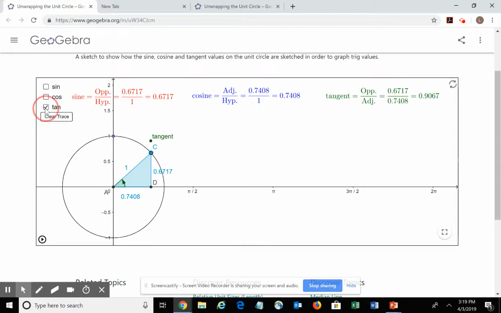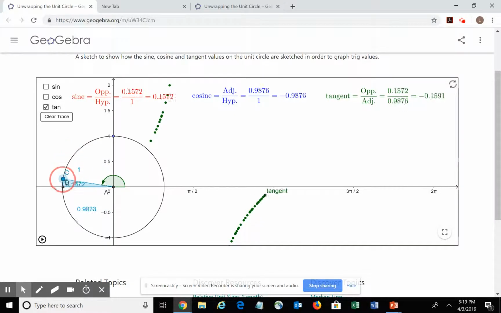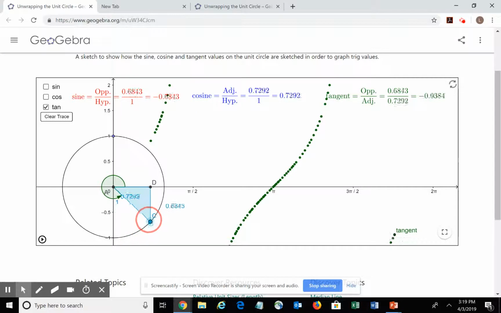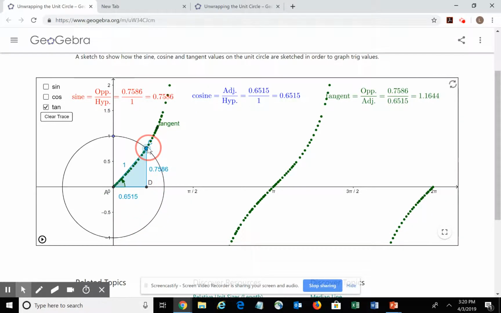Now let's look at tangent. Tangent's a little bit different. But again, even if I start at any random starting point, and I rotate around the unit circle, one of the differences with tangent is you'll notice it has some breaks in it. And we'll talk more about what those breaks are a little bit later. But I can rotate all the way back around. I can rotate negatively.